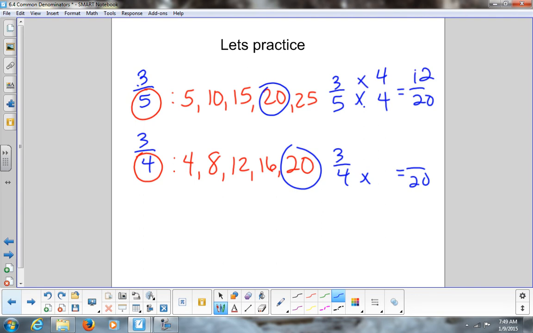All right, how do I get from 4 to 20? 4 times what is 20? Good, 5. And what I do to the bottom, I've got to do to the top. 3 times 5 is 15. So those would be my fractions with a common denominator. Okay, we'll do one more together and we'll do some homework problems.